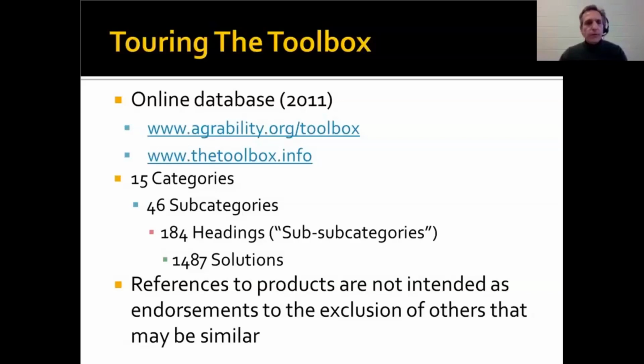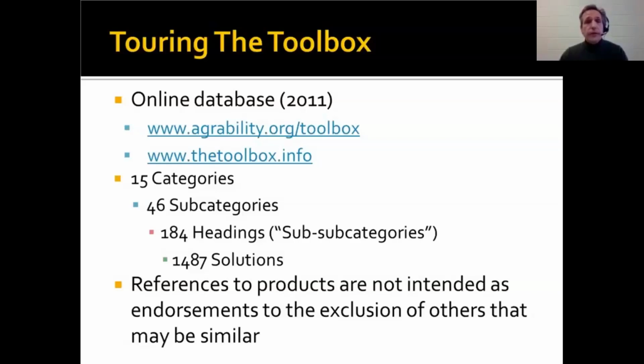Just a little bit of an overview. There are 15 main categories in the toolbox. Within that, there are 46 subcategories, and within those subcategories, there are 184 headings, which you could consider subcategories. Ultimately, that takes you to 1,487 solutions or products as of today, and we do keep expanding that. I mention this partly so you see what the structure is like, but also to let you know we're only going to be able to scratch the surface today. I can only show you a few things.